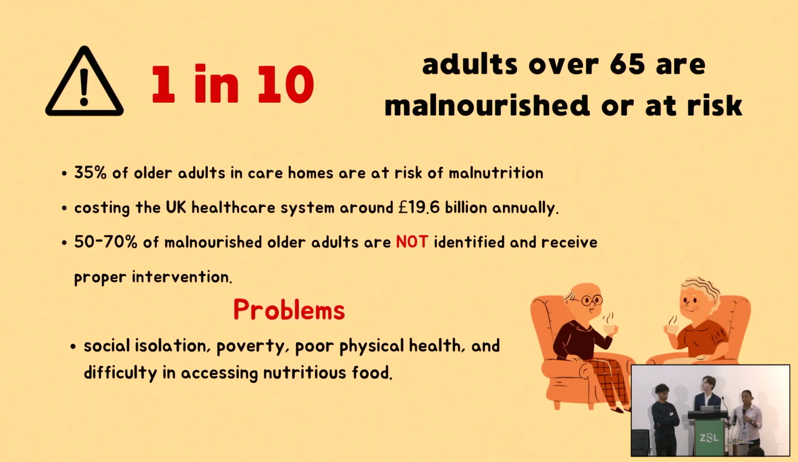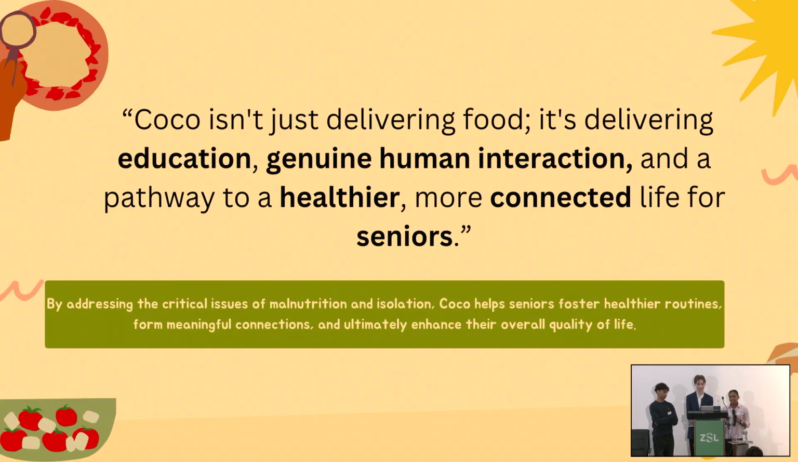Did you know that 1 in 10 older seniors over 65 suffer from malnutrition? This is a very big problem in the UK, as they are not only socially isolated, but also suffer from malnutrition, like we already said. But Coco isn't just about delivering food. It's about delivering education, genuine human interaction, and a pathway to a healthier, more connected lifestyle for seniors.